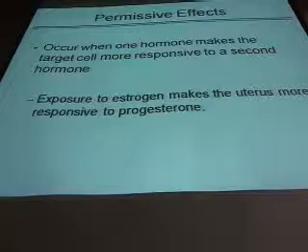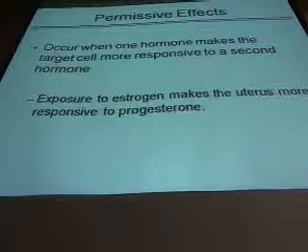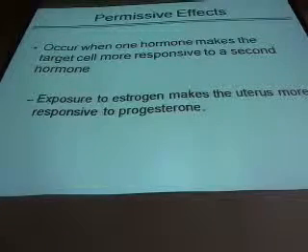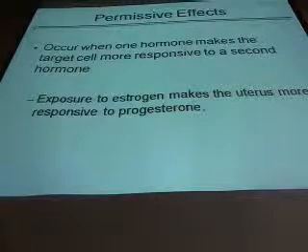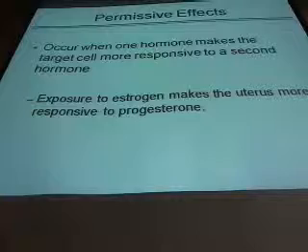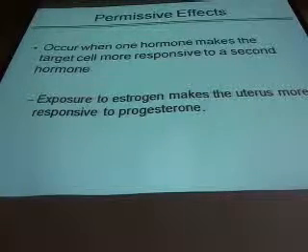Permissive, when a hormone makes a target more responsive to a second. Estrogen makes the uterus more responsive to the progesterone in pregnancy and implanting the follicle.